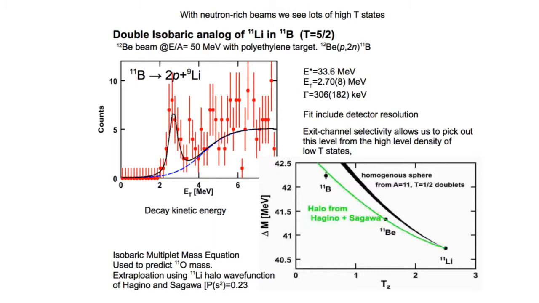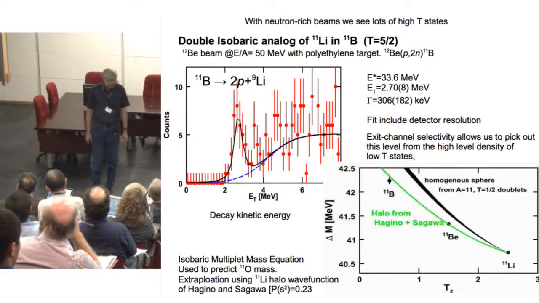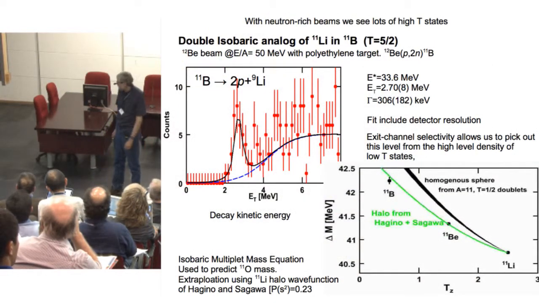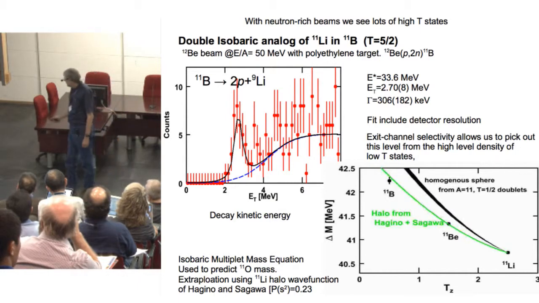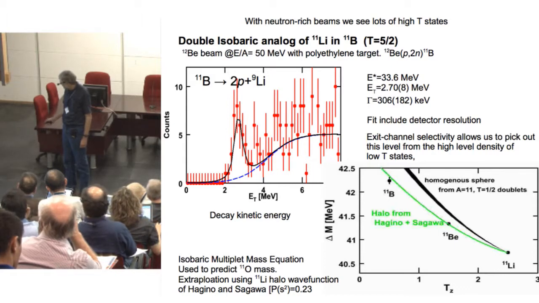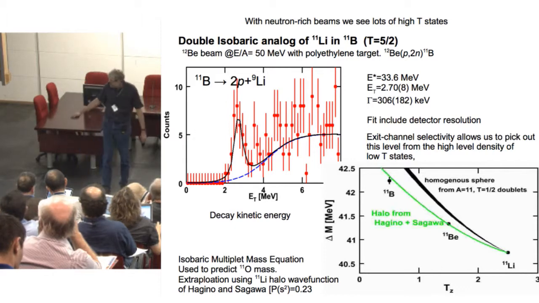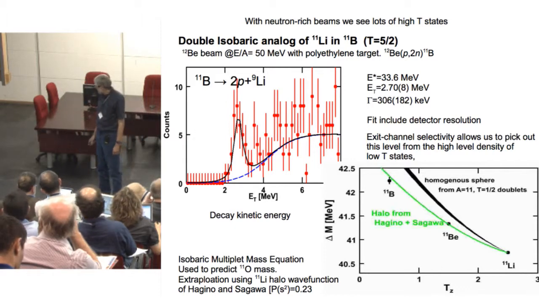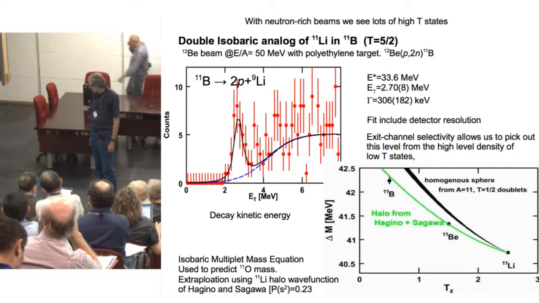This peak is the double isobaric analog in boron-11. It's an analog of lithium-11, the famous neutron halo state. I think yesterday we had a talk where it was discussed how the first analog of lithium-11, that's in beryllium-11, was found at Riken. So this is the third member of an isospin sextet. Okay, there are 6 members because this is T equals 5/2.